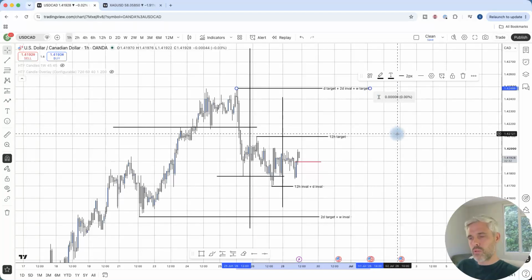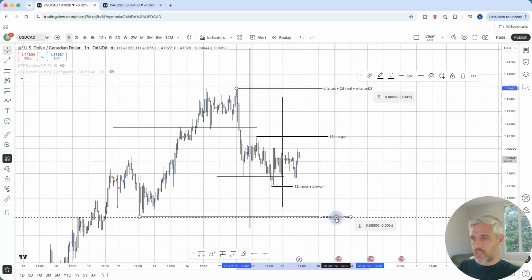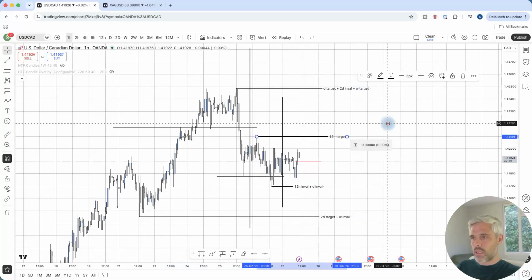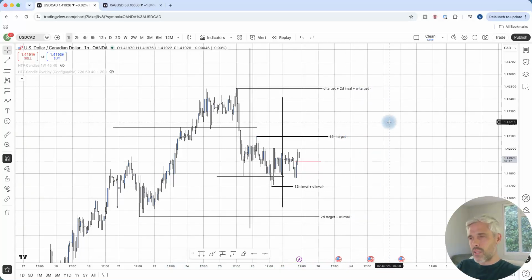Now, as new candles print, new liquidity is created. But if we're looking at a view of this market right now, are you shorting to the 2-day target, or are you longing to the 12-hour, daily, and weekly target? For me, it's about hedging your bets. Nothing in trading is certain. However, we can hedge our bets by understanding where liquidity sits and trading towards what we think is more of the high probability scenario. So that's a live read on USDCAD.